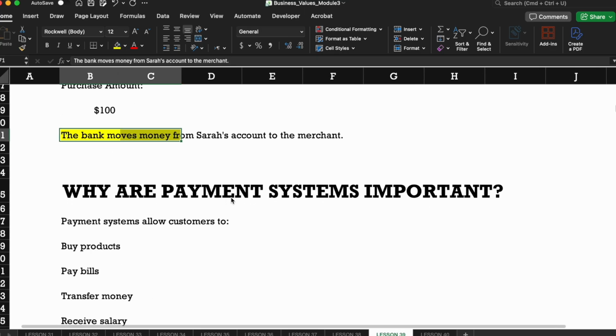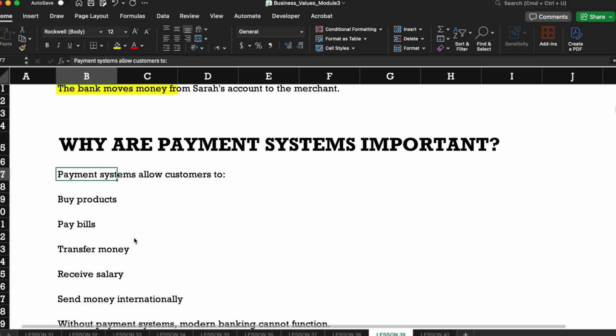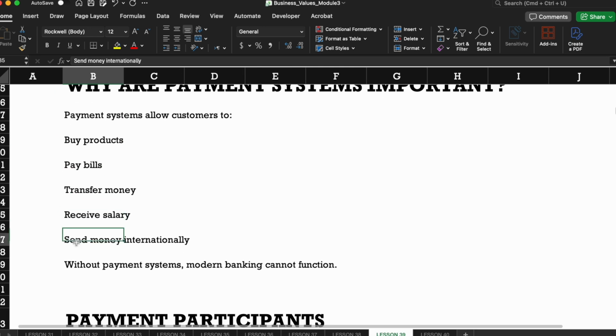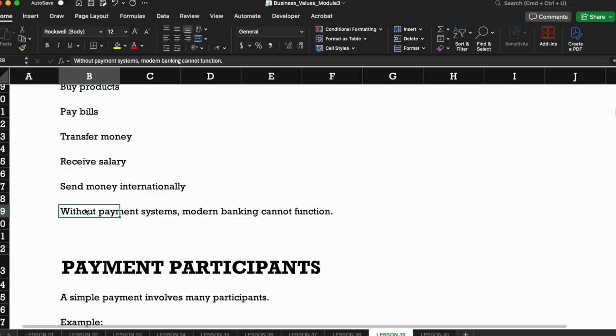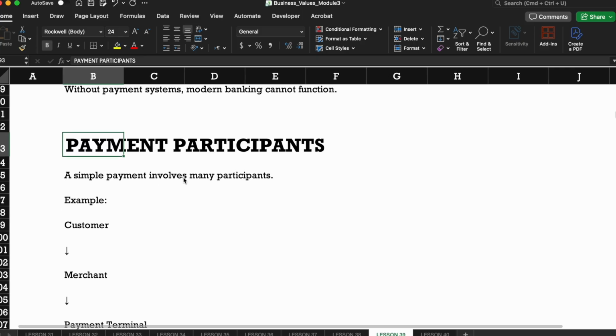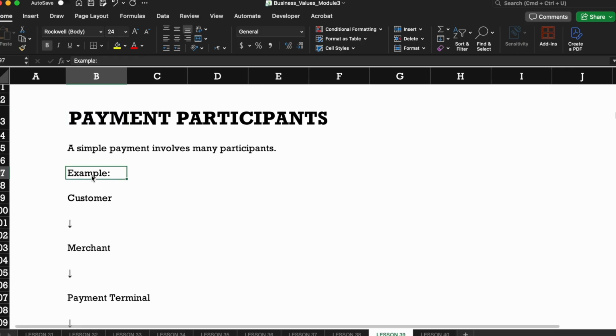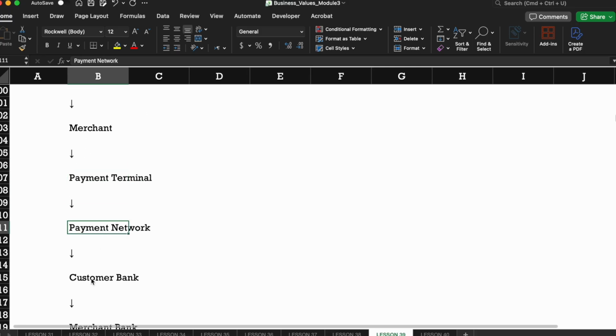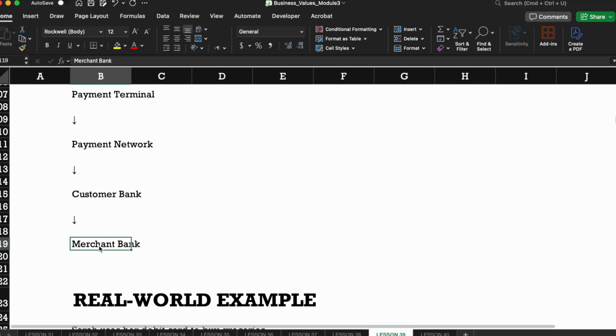So why are payment systems important? Payment systems allow customers to buy products, pay bills, transfer money, receive salaries, and send money internationally. Without payment systems, modern banking cannot function. Payment participants: a simple payment involves many participants. Example: customer, merchant, payment terminal, payment network, customer bank, merchant bank.